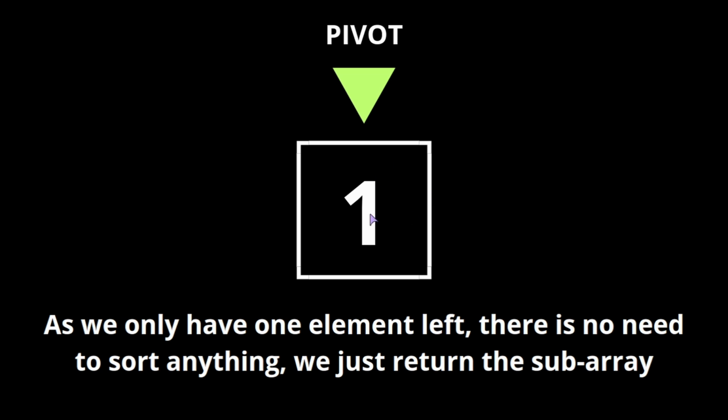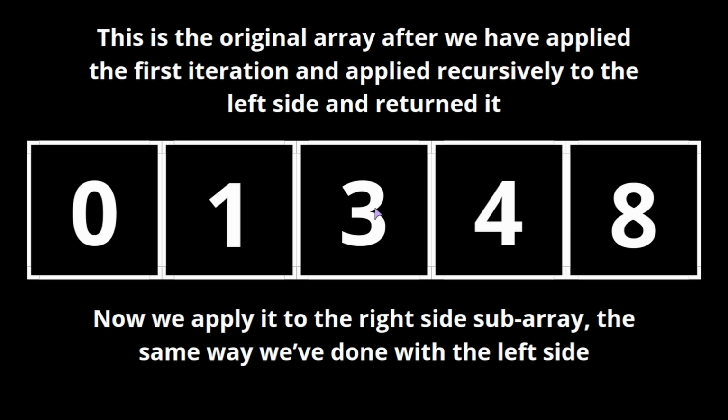Okay, so we just return number 1, and once we return it, we have the previous sorted subarray 1 and 3. We return this because it's already sorted. We have 0, 1, and 3, and this is already sorted. We return it to the first original array, and now we have the left subarray completely sorted out. So 0, 1, and 3, and the original pivot is in its correct position.